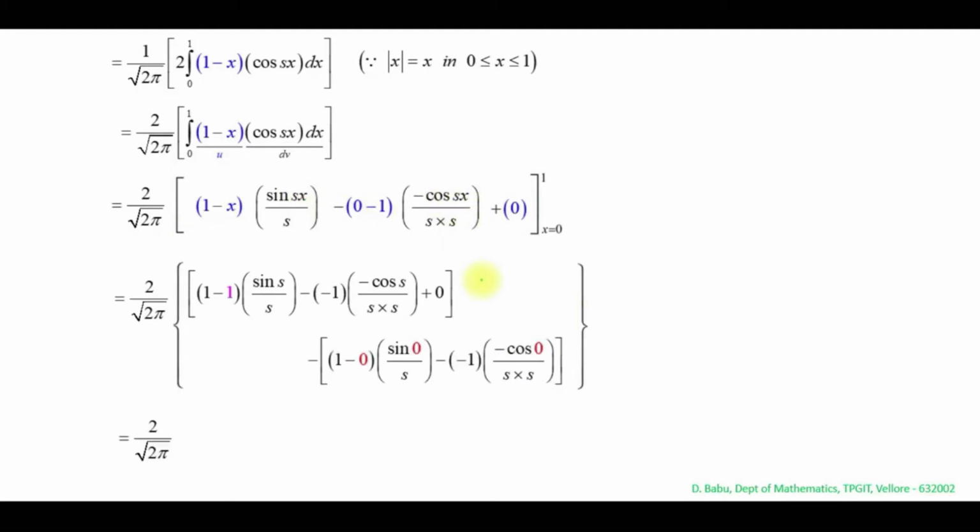which is equal to 2 divided by square root of 2 pi. 1 minus 1 is 0, so 0 into anything is 0. Next, minus into minus into minus, minus cos s divided by s square. Next, sin 0 is 0, so 0 into anything is 0. This is minus into minus into minus, minus cos 0. The value of cos 0 is 1, so 1 divided by s square.